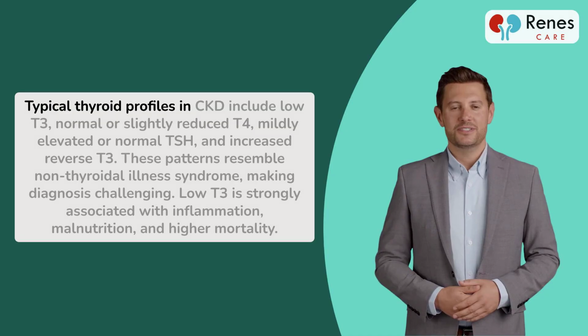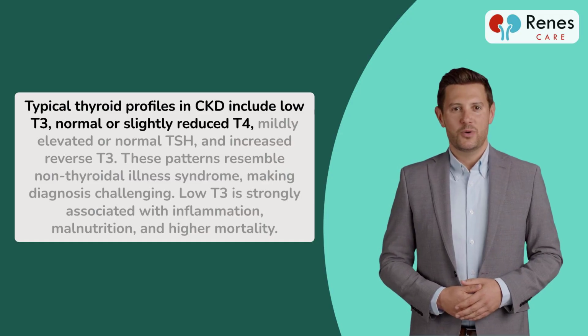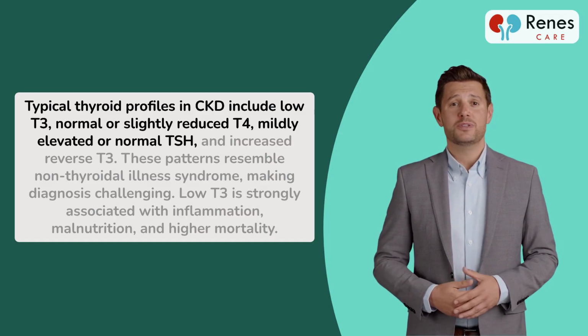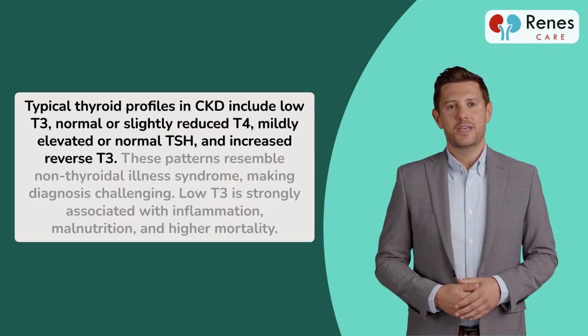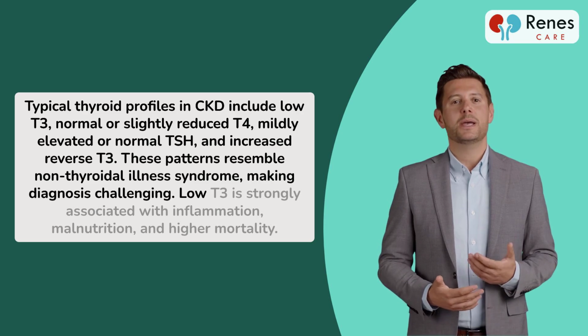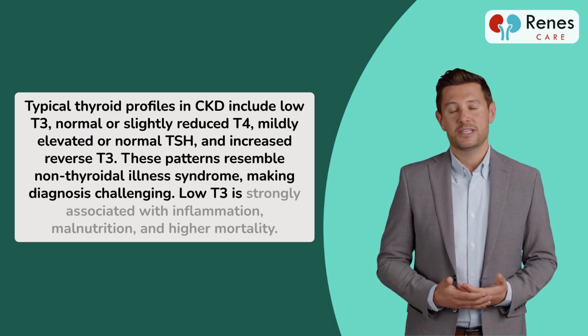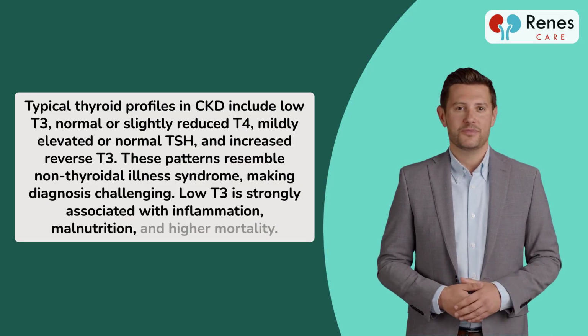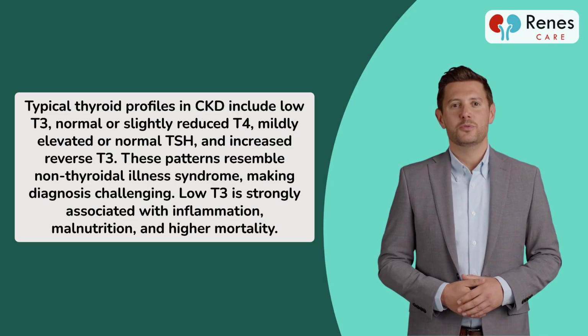Typical thyroid profiles in CKD include low T3, normal or slightly reduced T4, mildly elevated or normal TSH, and increased reverse T3. These patterns resemble non-thyroidal illness syndrome, making diagnosis challenging. Low T3 is strongly associated with inflammation, malnutrition, and higher mortality.